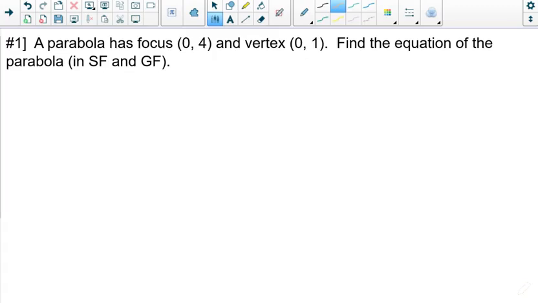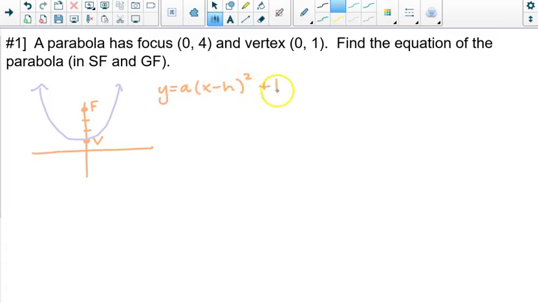Okay, so let's make a sketch. Focus (0, 4). Vertex (0, 1). That information alone tells us that this is going to open up. And that tells us that our equation is going to be the form y equals a times x minus h, quantity squared, plus k. And we can tell the distance from the vertex to the focus is 3. So p equals 3.